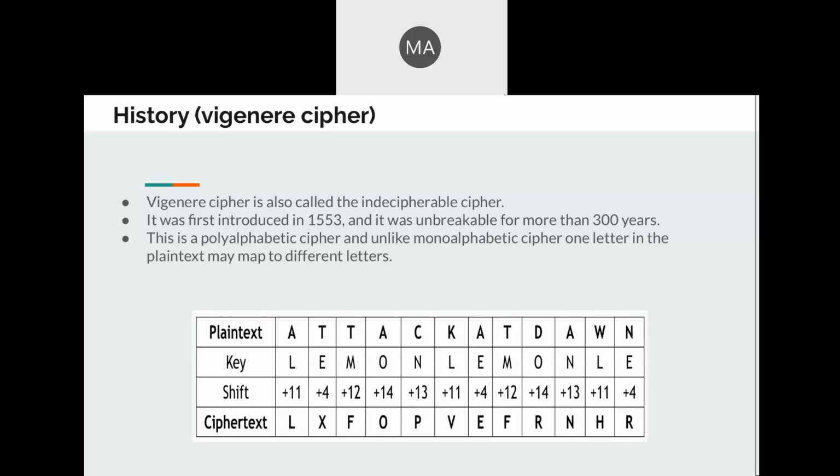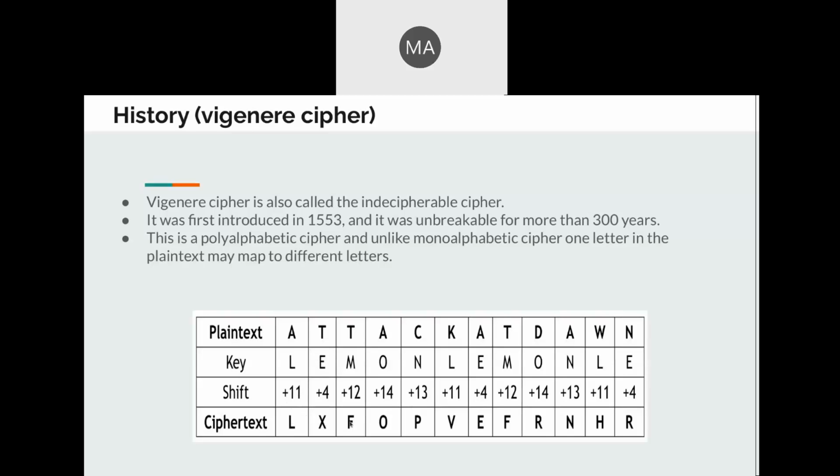Given the example, the message is attack at the dawn, and our secret key is lemon. The lemon is placed correspondingly under the plain text, and based on the corresponding key values, the cipher texts are generated. For A, the key letter L, 11, is added, and the cipher text is L. For T, the key letter E value is added, and the cipher text we get is X, and similarly for T, M is added, and here we get F.